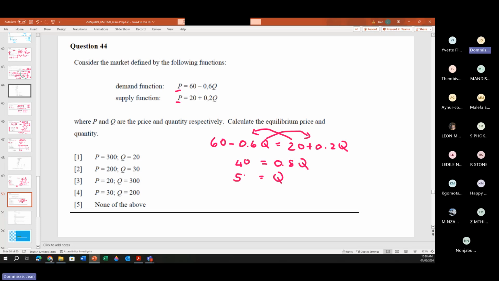Why don't I get the same? Where did I now make a mistake? Wait. I think the mistake was the sign. You subtracted 20 from the 60.